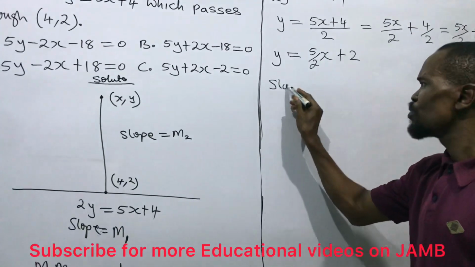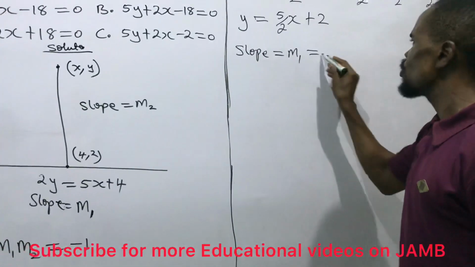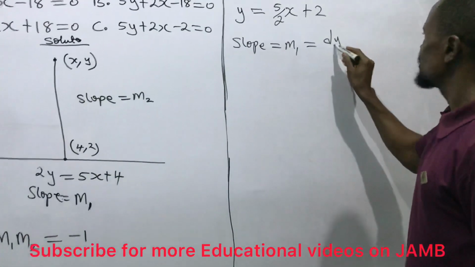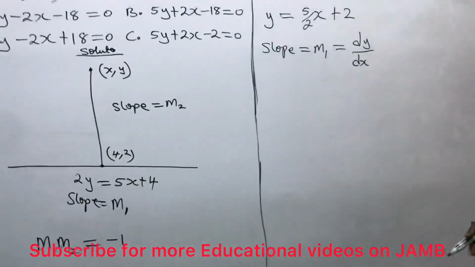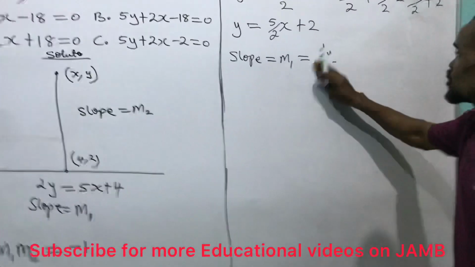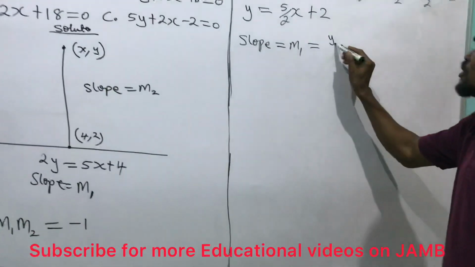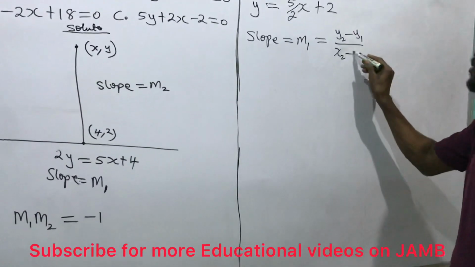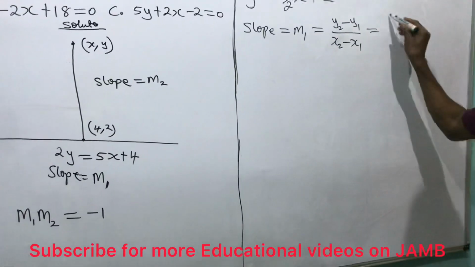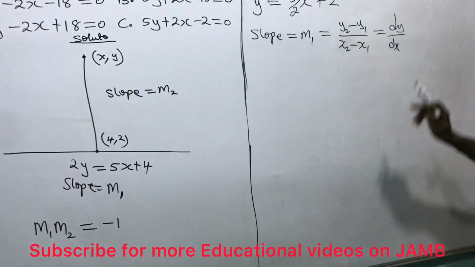Remember, slope, which is M1, is equal to dy over dx. That's change in y over change in x. What does it mean? The slope, let me write it the way you learned in secondary school, says change in y, y2 minus y1, all over x2 minus x1, which means dy over dx. Then what am I differentiating now?